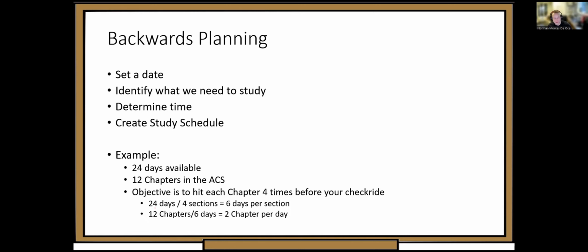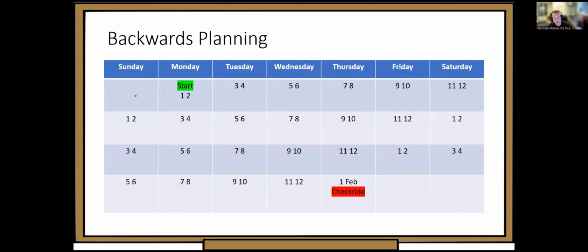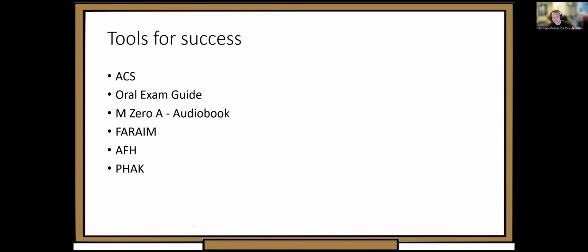For example, if there are 24 days and we want to hit each topic 4 times between now and the check ride, we can divide 24 by 4. That gives us 6 days per section. And there are 12 chapters. Divide that by 6 days. We are left with 2 chapters per day. So if we make a study plan, if we start tomorrow, we hit 2 chapters a day. Every 6 days, we will restart the study program, and we'll be able to hit every single topic at least 4 times between now and the check ride. It'll be a systematic way of studying, and you'll know that you have hit everything you need to hit 4 times. Now let's talk about how we might structure that.